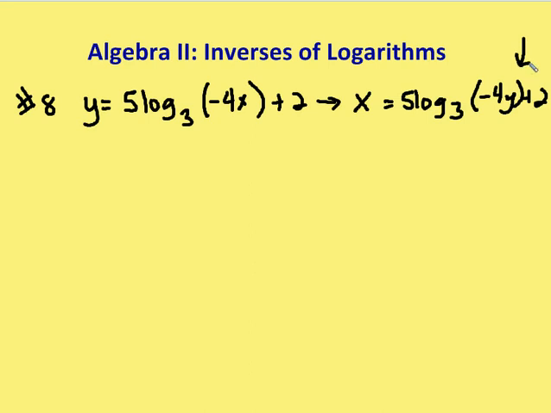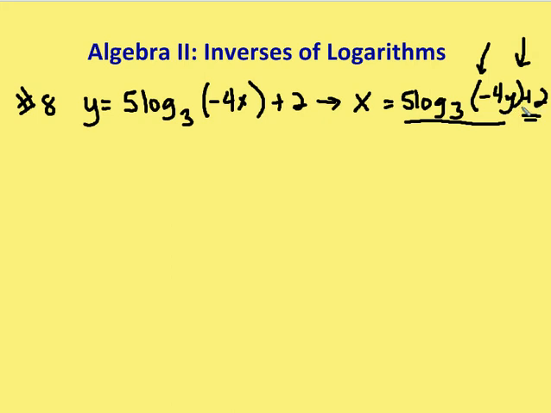Now these parentheses are very important, and the reason why they're important is because the negative 4y is attached to the log. If it's not in the parentheses, then the value of plus 2 is added external or after the log function is handled. So just make sure that you're careful about where you put the parentheses, and note that the parentheses are important in terms of solving the equation.